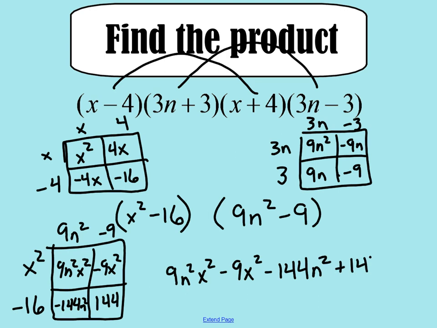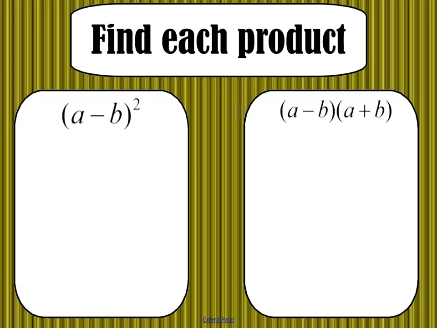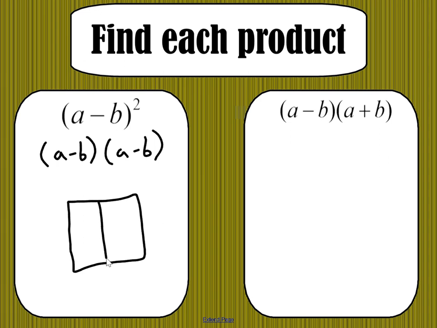That's it for today. I'm sorry, we have one more page. So let's go ahead and do our last page here. So we have a minus b squared. So I'm going to have a minus b times a minus b. So I'm going to make a 2 by 2 box. A minus b, a minus b.